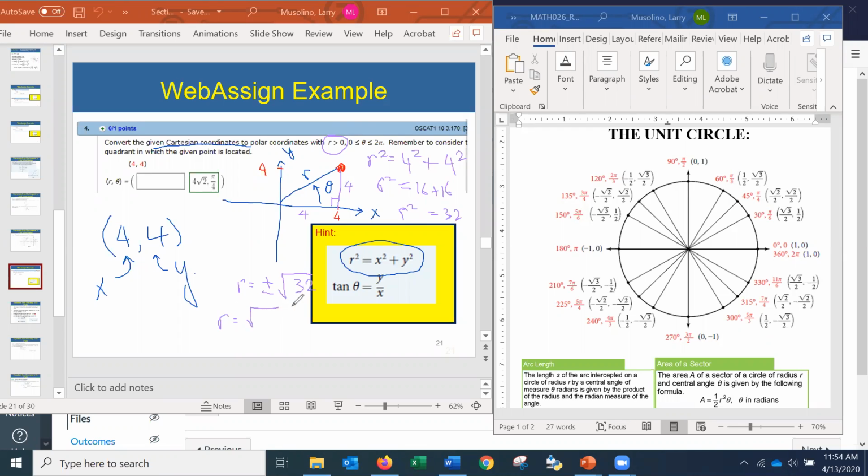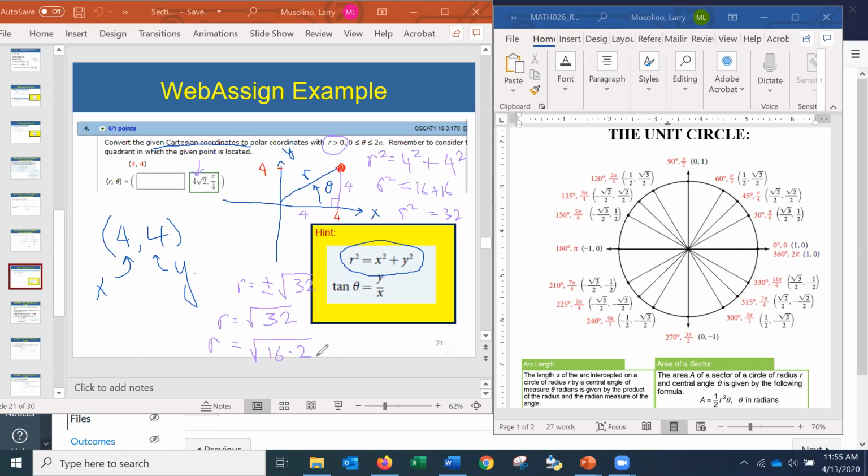Now, I could leave the answer as the square root of 32. That would be okay. But you might notice WebAssign is showing the answer as 4 square root of 2. Well, what they did there is they just simplified this square root of 32. The way you do that is take 32 and rewrite it as 16 times 2. And the reason to do that is we're trying to expose this perfect square of 16.